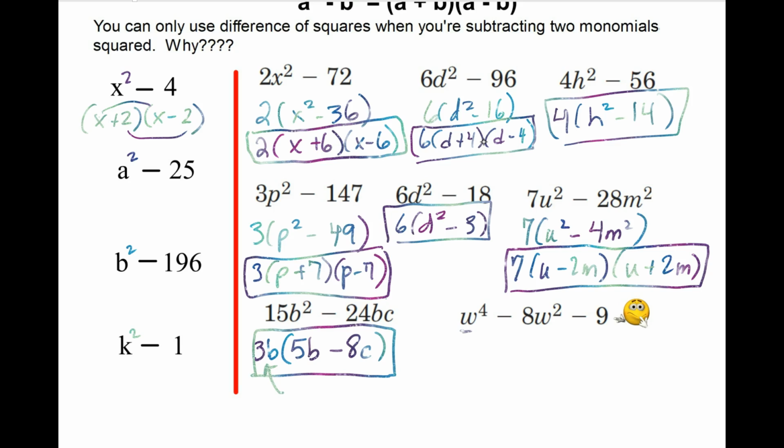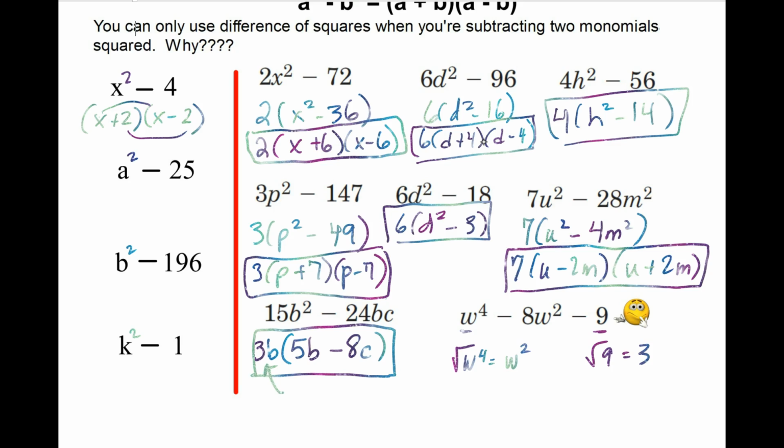So w to the 4th minus 8 w squared minus 9. Well, w to the 4th. If I take the square root of w to the 4th, I'm basically saying, hey, what gives you w to the 4th? That's w squared. Y'all don't kind of know this until Math 2, but this is w squared. You can figure that out because w squared times w squared gives you w to the 4th. Okay, and the square root of 9 is 3.